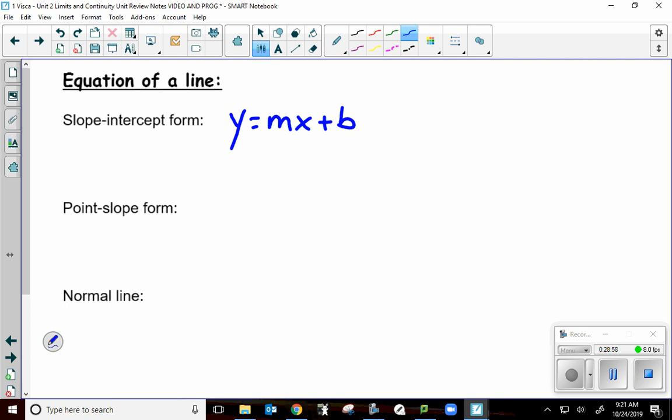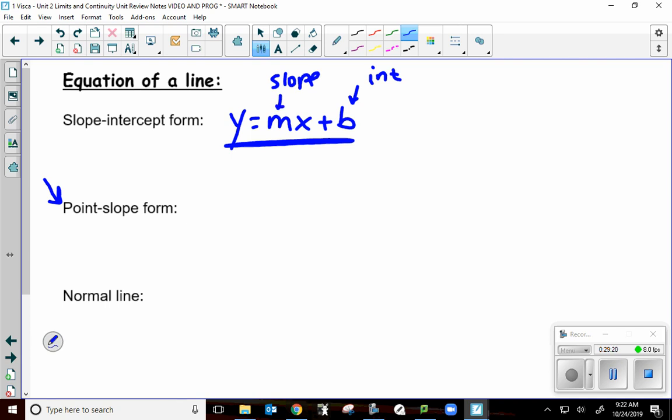But in calculus, this one is so much more useful. We don't really ever use this one anymore. We can manipulate point slope. Okay, this next one I'm about to show you into slope-intercept. Okay, quick review. Why do they call it slope-intercept? Because this is your y-intercept, and this is your slope.